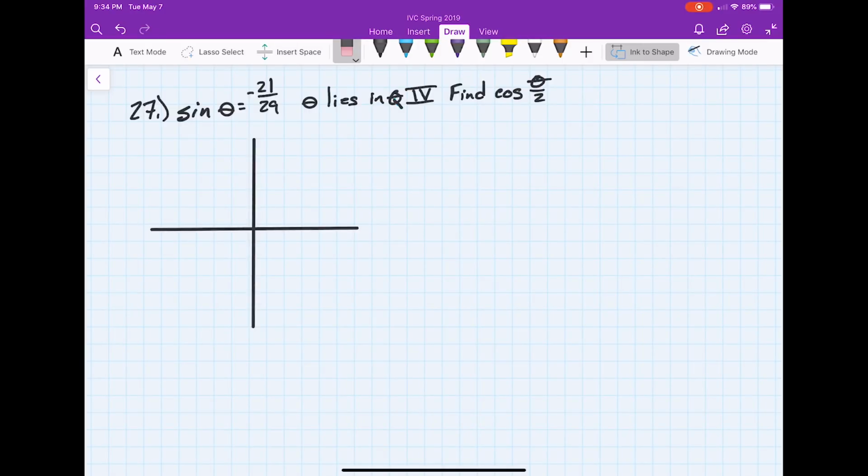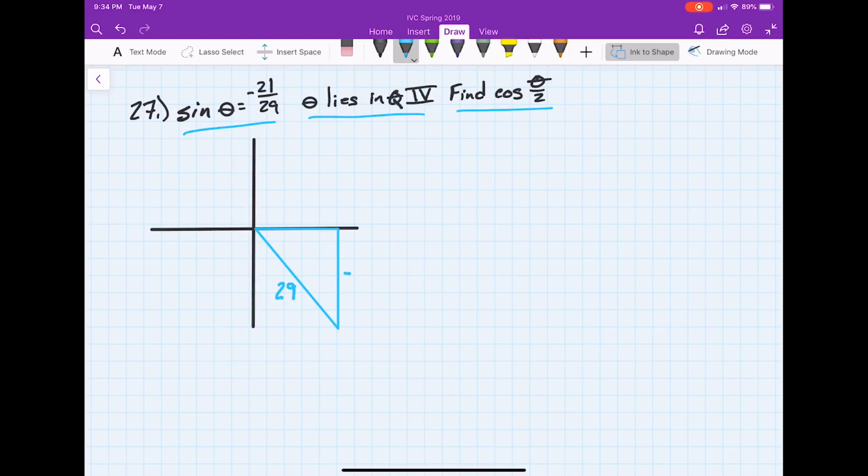For 27, we're given sine theta equals negative 21 over 29, and it lies in Q4. And we're going to find the cosine half angle. So draw this in our quadrant 4. Make this triangle a little bigger. And 29 is our hypotenuse, so that's going to go over here.